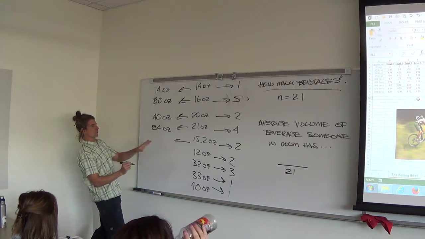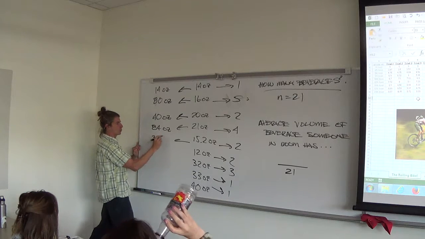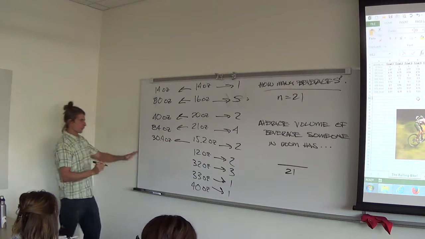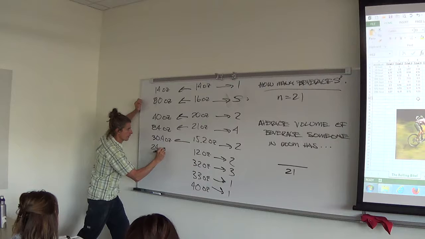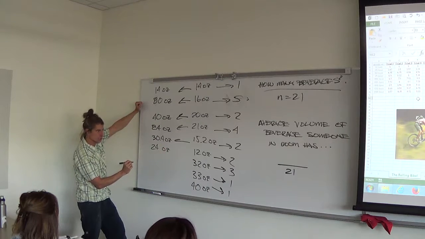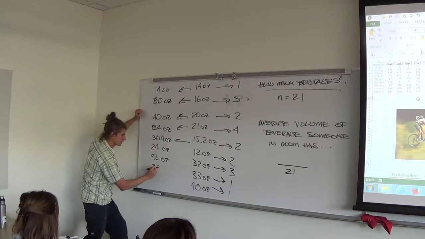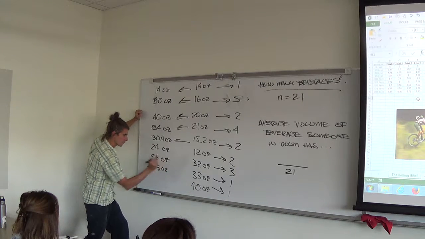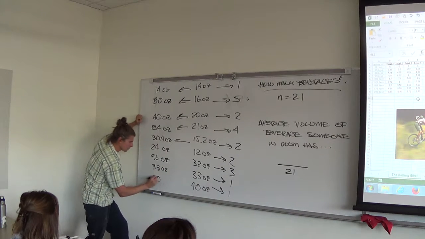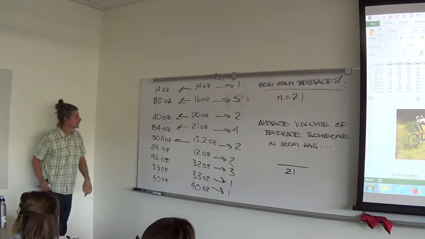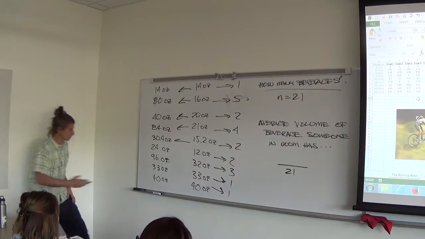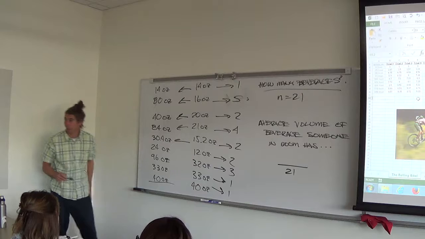Okay? 2 15.2s is 30.4 ounces. Yes. 24 ounces. 96 ounces. 33 ounces. That's a Z. And 40 ounces. Why do we use OZ for ounces? Because we're Americans. Right? Because we spell everything wrong anyway.